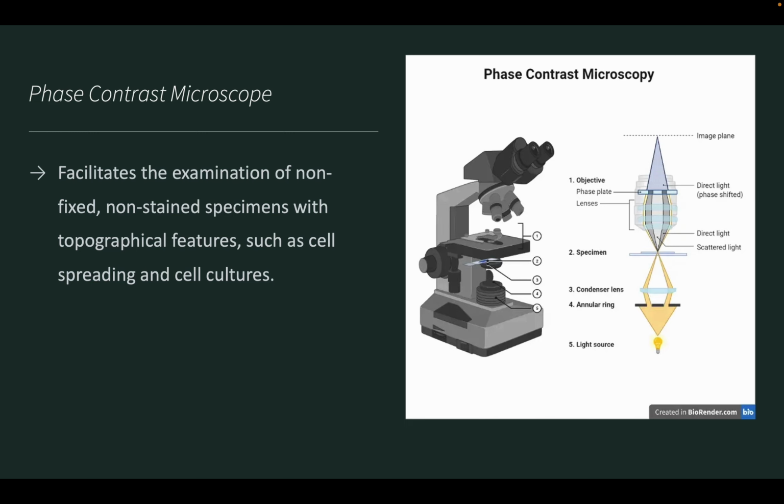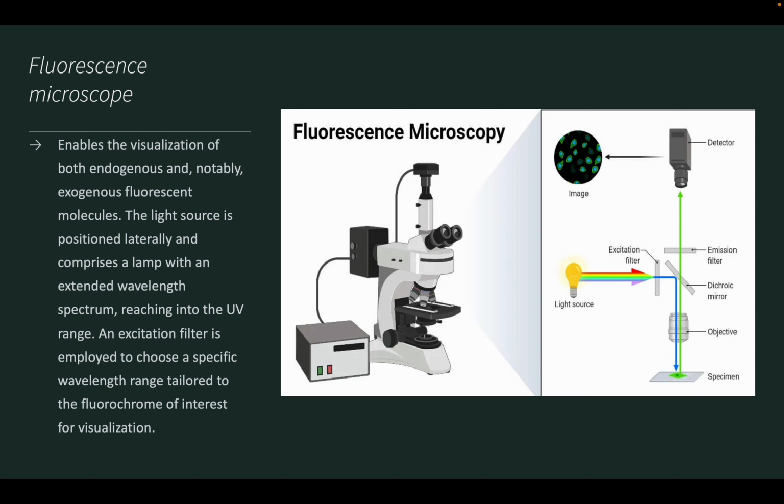Phase contrast microscope facilitates the examination of non-fixed, non-stained specimens with topographical features such as cell spreading and cell cultures. Fluorescence microscope enables the visualization of both endogenous and notably exogenous fluorescent molecules. The light source is positioned laterally and comprises a lamp with an extended wavelength spectrum reaching into the UV range. An excitation filter is employed to choose a specific wavelength range tailored to the fluorochrome of interest for visualization.